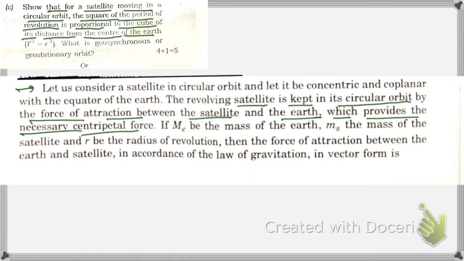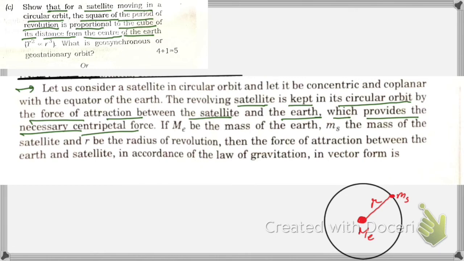Let me draw a circular orbit around the earth. This is the circular orbit, right? Here this is the earth, of mass M e, and the satellite is of mass small m s. It is revolving around the earth at a distance of r from the earth. Now you see, the force which keeps this satellite moving around the earth is the gravitational force between these two, right? Gravitational force between the earth and this satellite.